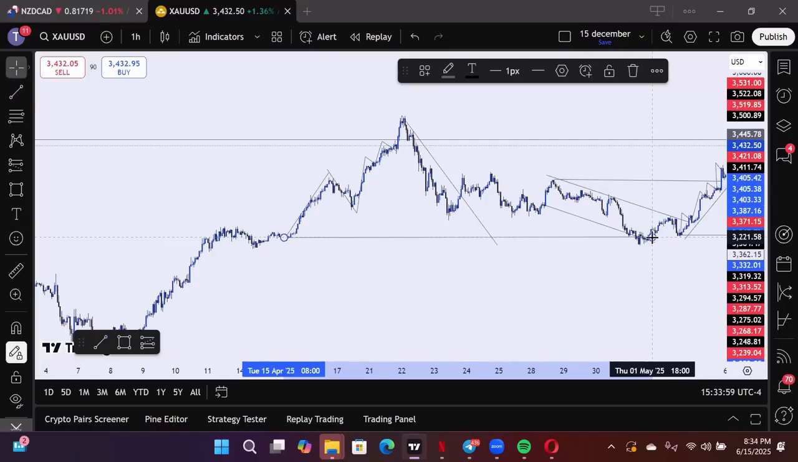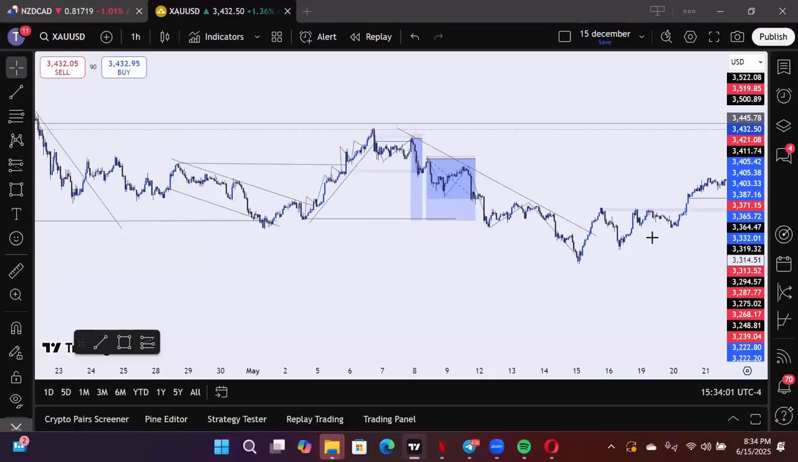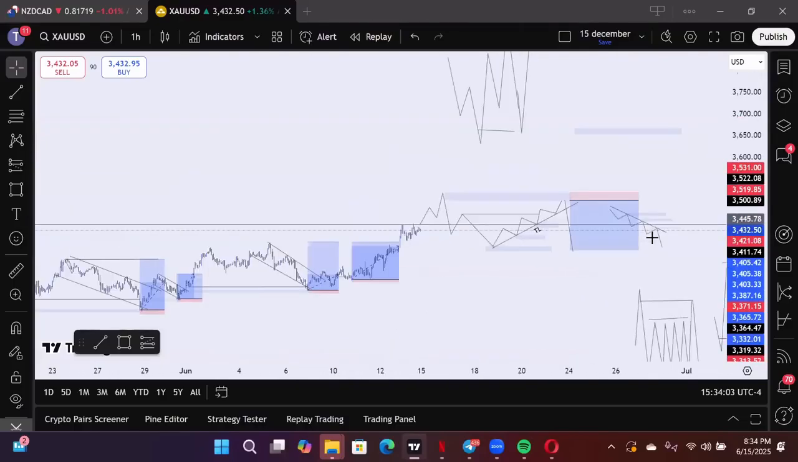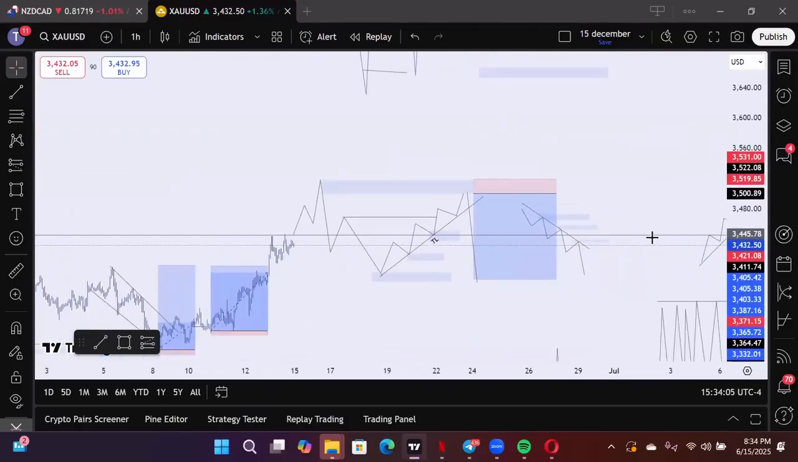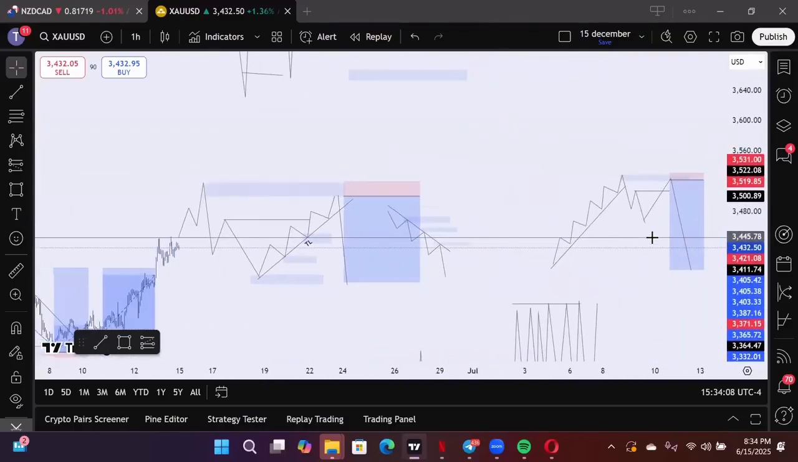So the first type of liquidity that we have in the market, and one of the most common types of liquidity we have in the market, is trend line liquidity. Now, I gave an example of how you can take your profit using that trend line liquidity.